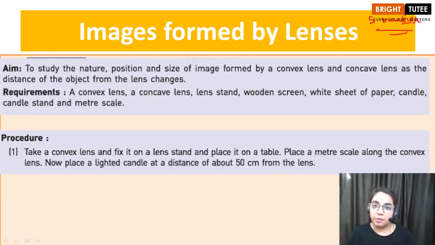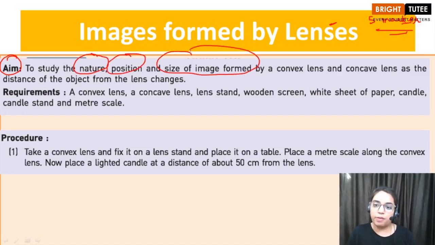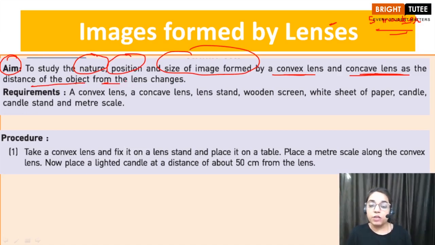For example, it can be asked what is the nature of image formed by a concave lens or a convex lens. So you have to present this in the form of an experiment, wherein first of all you will write about the aim, which is to study the nature, position, and size of the image formed by the convex lens and a concave lens as the distance of the object from the lens changes. So we are going to observe the different positions of the images and the nature of the images when we move the object away from or towards the lens.